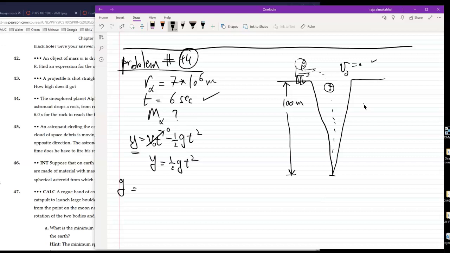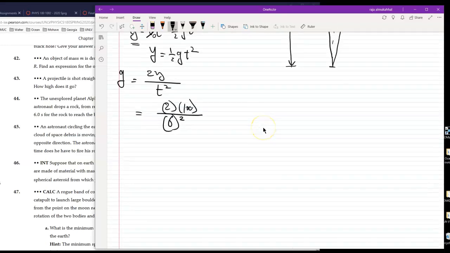I don't know the, hold on. So we have here 2y over t squared. Is that okay? All right. Do I know the height? Yes, I do. Right here. So in this case, we can say that 2 times 100 over the time, which is 6 squared.